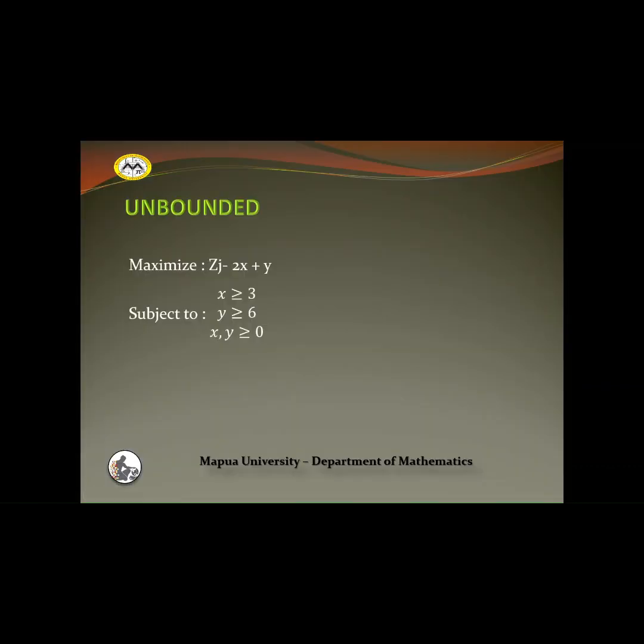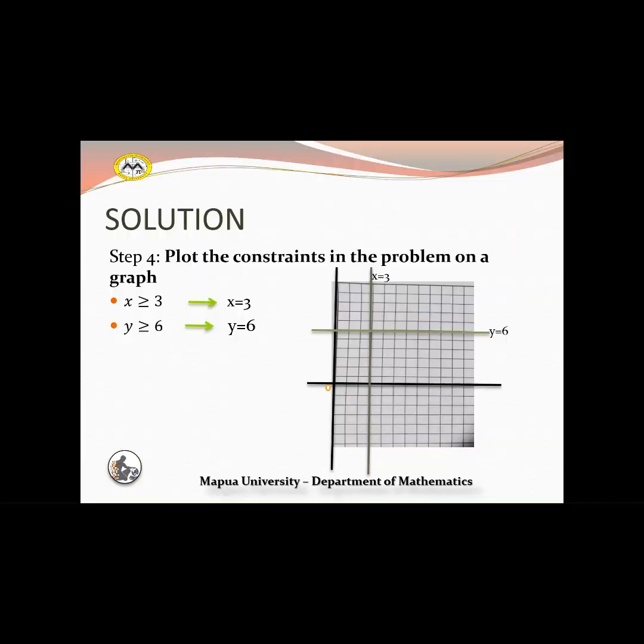And for the last case, which is unbounded, we use the objective function Z equal to 2x plus y, and the constraints are x greater than or equal to 3 and y greater than or equal to 6, together with the non-negativity constraints that x and y are both greater than or equal to 0. Using the graphical method, we can plot the given constraints by replacing the inequalities with equal signs, and then we have a vertical line x equal to 3 and a horizontal line y equal to 6.